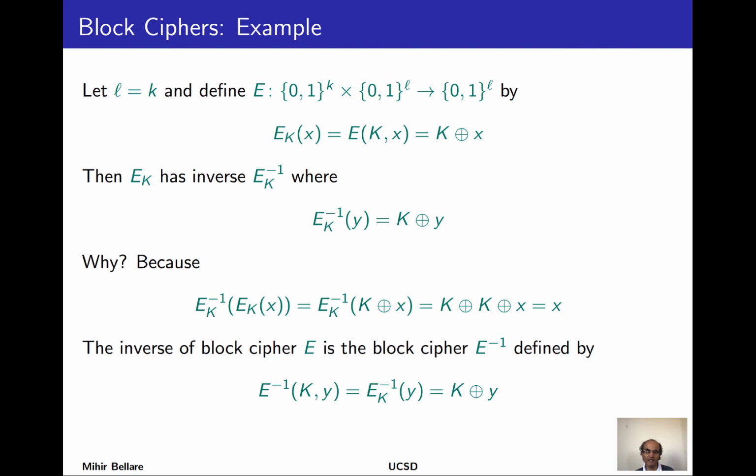You can check analytically that this inverse works because if you evaluate E_k inverse on the result of E_k on x and you plug in the formulas, well, the first one is k plus x and the second one adds k again, and so the two k's cancel out and you get back x as you want. The inverse block cipher is simply defined as the two-argument function which returns this. The difference between that and this is the number of arguments.